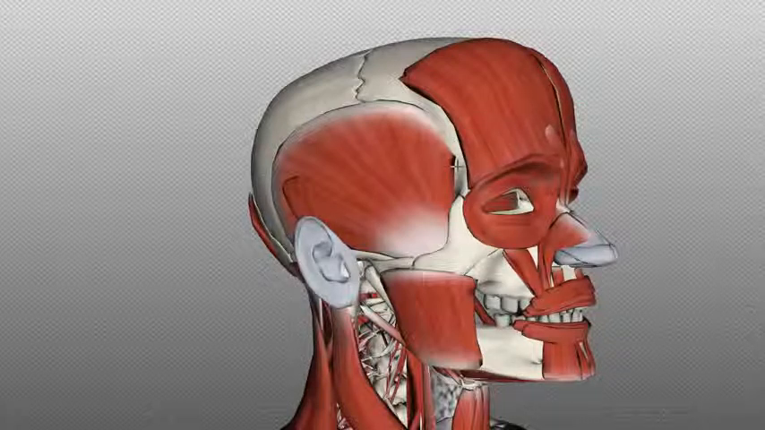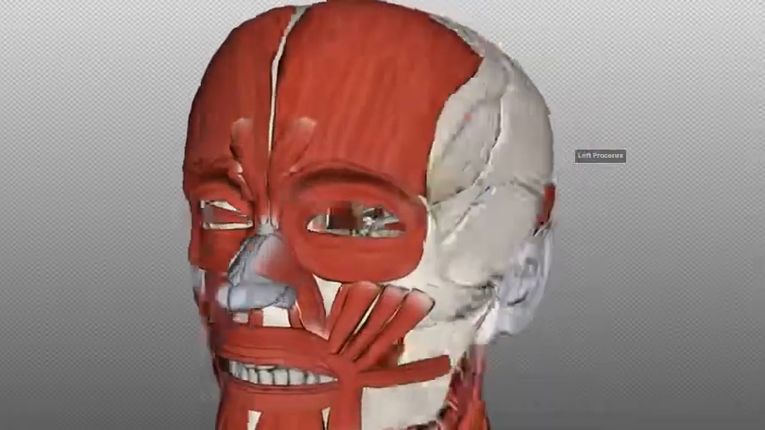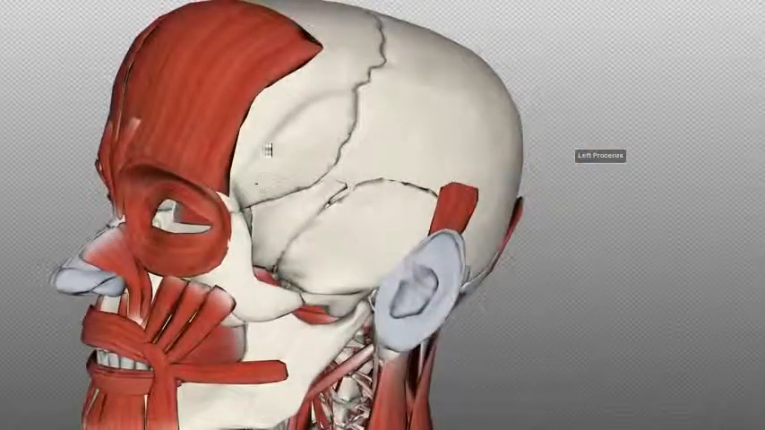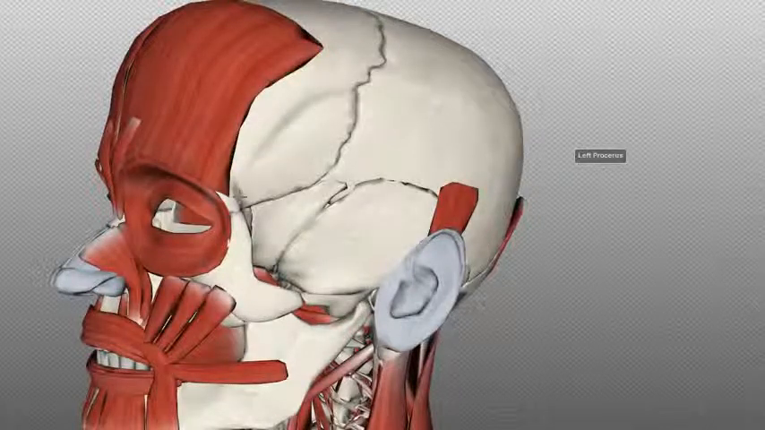So I'll begin by showing you the temporalis muscle, which is this muscle here, this big muscle which sits in the temporal fossa of the skull. So if I just show you the temporal fossa, you can see this indentation on the lateral aspect of the skull, and this is where the temporalis sits.